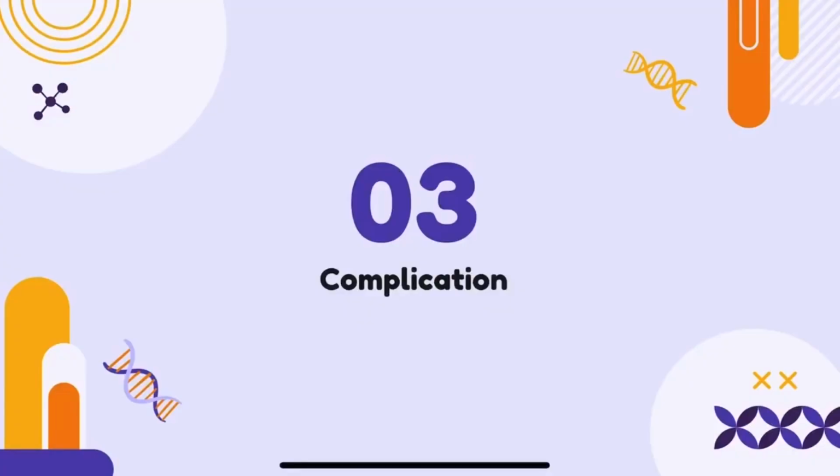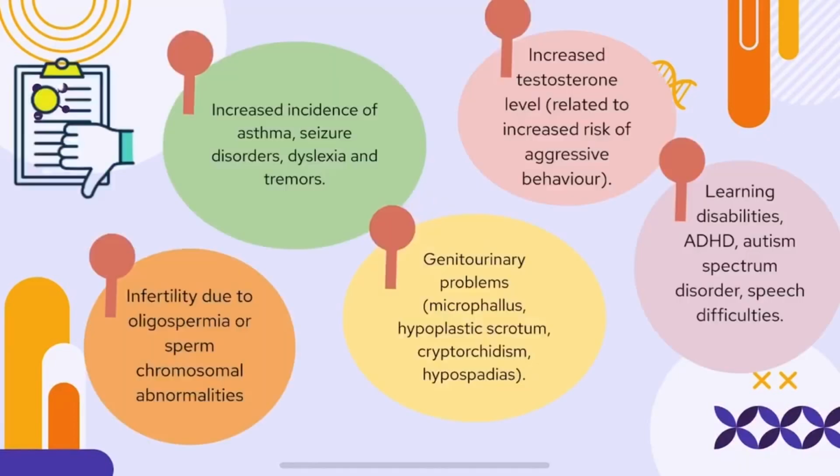And next we proceed with complications. Apart from the signs and symptoms manifested in Jacob syndrome patients, there are a few complications or increased risk of comorbid disease in these patients. The first one is increased incidence of asthma, seizure disorder, dyslexia and tremors. The second one would be infertility due to oligospermia or sperm chromosomal abnormalities. The third one would be genitourinary problems such as micropenis, hypoplastic scrotum, cryptorchidism, and hypospadias. The fourth one would be increased testosterone level related to increased risk of aggressive behavior. And the last but not least is learning disabilities, ADHD, autism spectrum disorder, and speech difficulties.